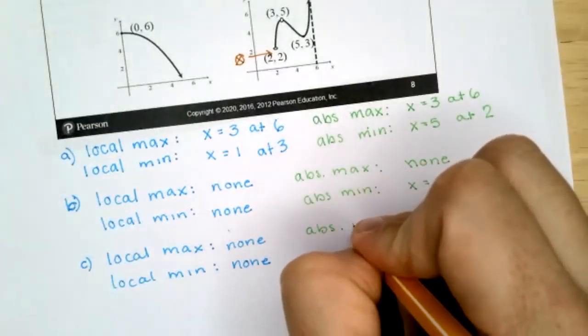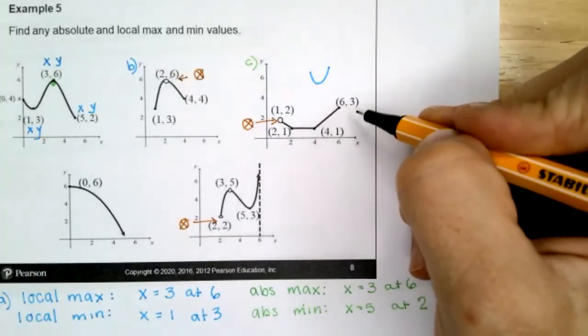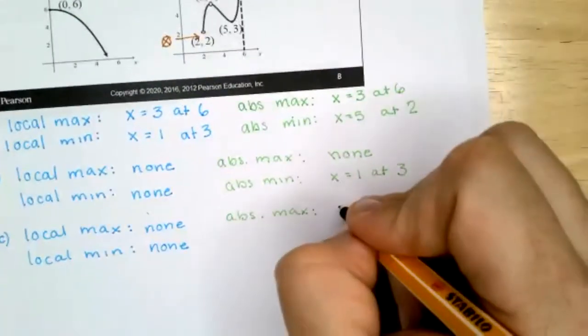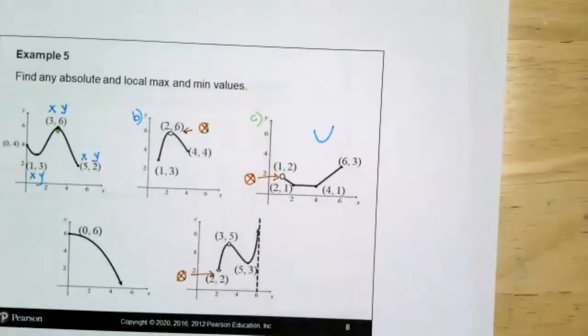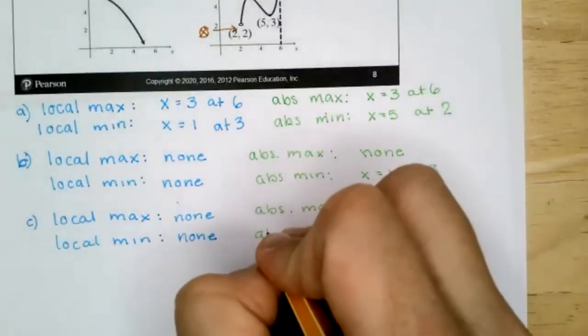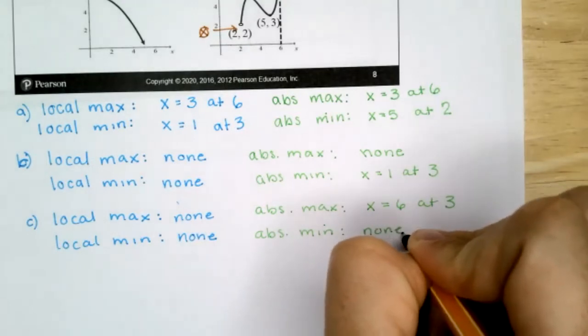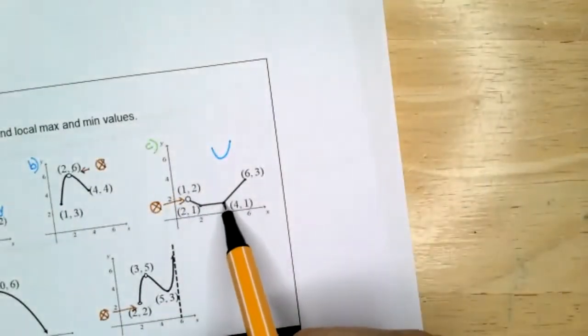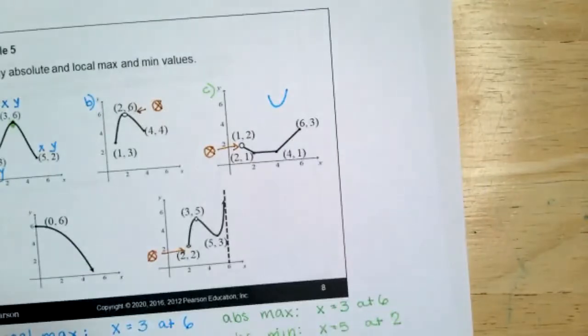Absolute maximum for C is going to be at 6, 3, right? X equals 6 at 3 is my highest point. And my minimum, there is no point that is lower than all the other points on the graph. So we do not have one of those either.